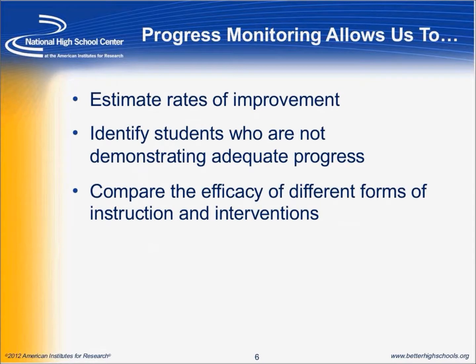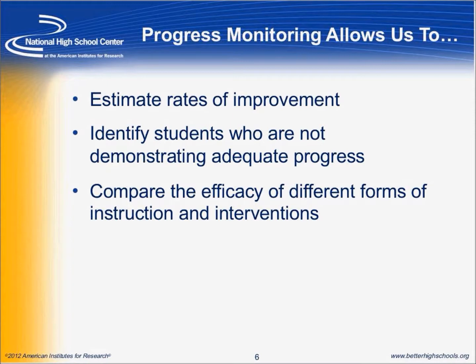Another way to think about progress monitoring and the information we can get from it is that it allows us to create and estimate a student's rate of improvement. So we can end up creating what we would call a trend line, giving us ideas about how a student is likely going to continue to improve based on their responses to different progress monitoring probes up to that point in time.